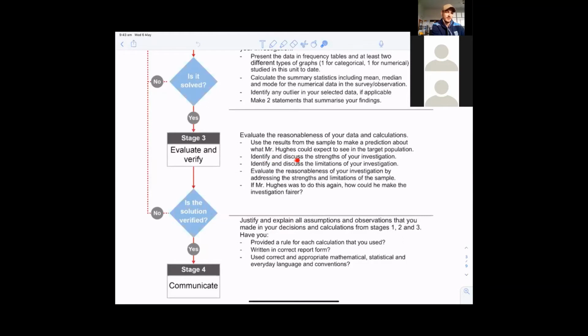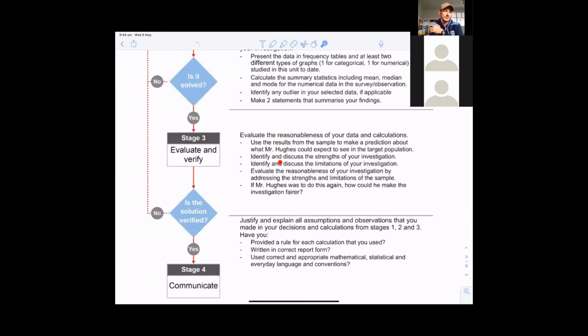We also have to identify and discuss strengths of your investigation. Strengths are things that make the results reasonable. It's things that make the data seem accurate, things that you can rely on, things that you did well. As opposed to identifying and discussing the limitations, which you also have to do. Limitations are things that might make your data a little bit unreliable, things that maybe you rushed or did poorly or didn't focus very heavily on, maybe things that you omitted, meaning that you didn't include them. These are all things that can make your results less reliable, and that's what a limitation is.